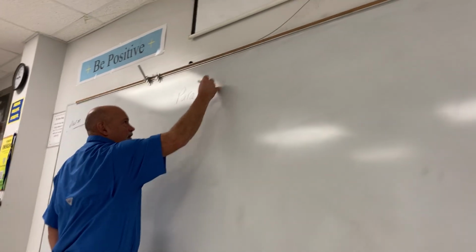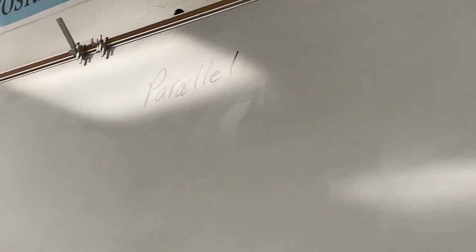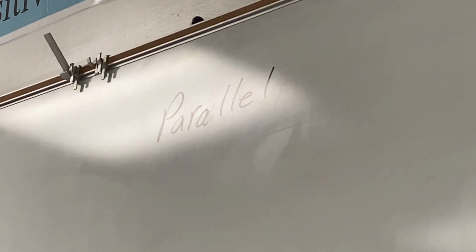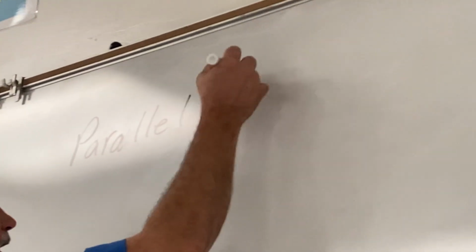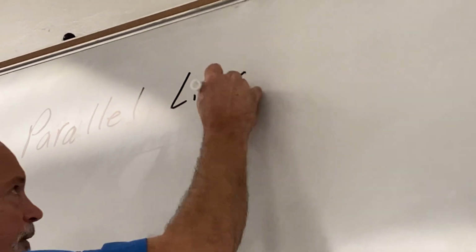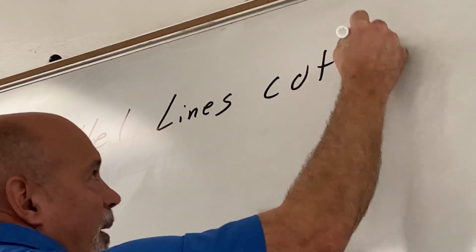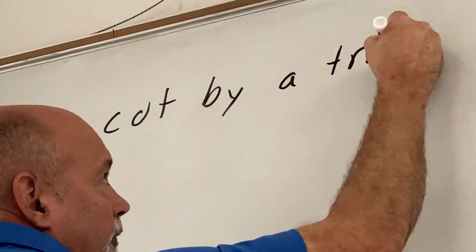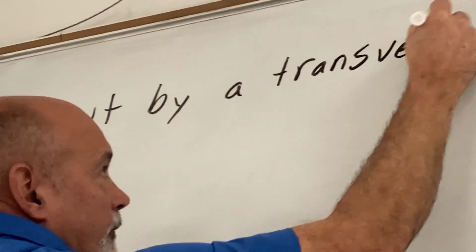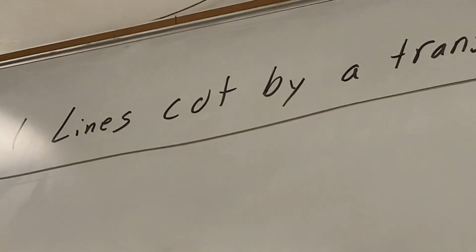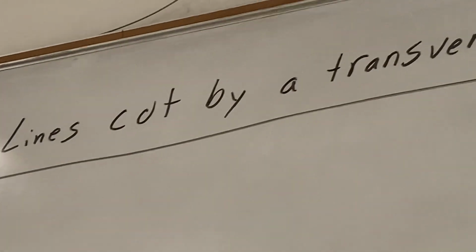Today we're starting a unit on geometry. Most of the lessons we're going to be doing the next few weeks or so are going to have geometric shapes in them. Today we've got parallel lines cut by a transversal. All right, so you're going to see two parallel lines.